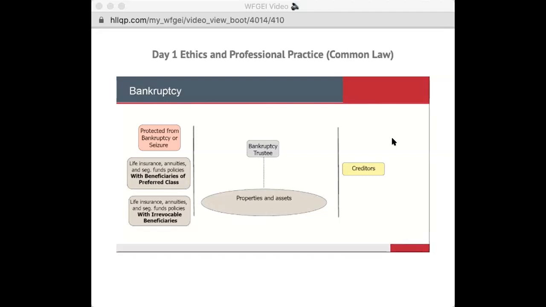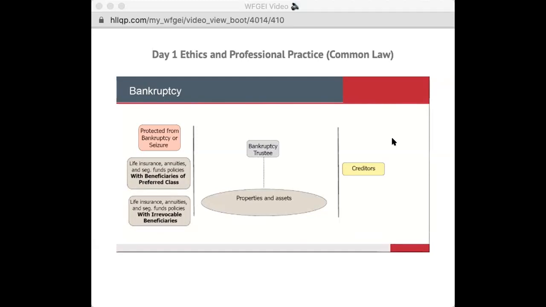Those are your preferred beneficiaries. Okay? So leaving money to any of those people, the creditors cannot attack that money. Leaving money to your brother, your sister, your uncle, your aunt, things like that, they are not part of the preferred class. They are what they call the other class, and they will be subject to creditors.